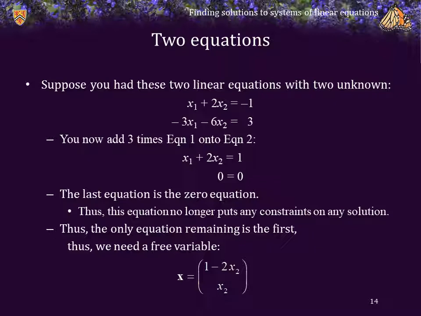If x2 is 0, x1 is 1. If x2 is 1, x1 is negative 1. If x2 is negative 1, then x1 is equal to 3. And you can try it out. All of these are solutions to the above system of two linear equations and two unknowns.